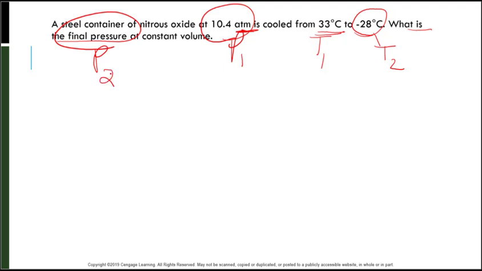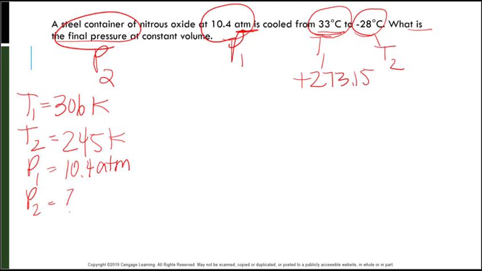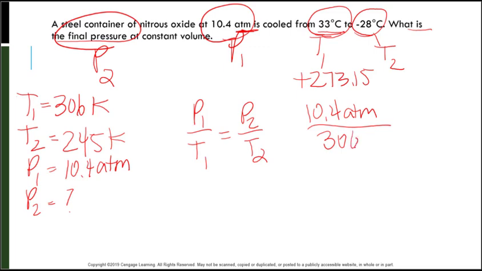What is P2? First thing I see when I see temperature in Celsius, I need to get it to Kelvin. I'm going to add 273.15 for both of these. All right, I wrote out all of my variables with the Kelvin temperature. Let's set it up. We said P1 over T1 equals P2 over T2. I'm going to do my P1 as 10.4 atm over T1, 306 Kelvin, equals P2 over T2.